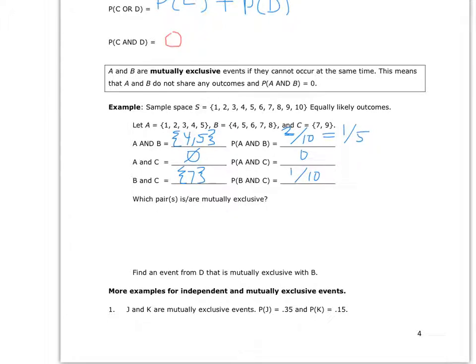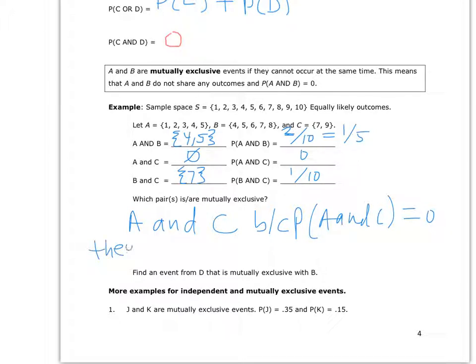All right, so the question is, which pair or pairs are mutually exclusive? And hopefully we're seeing that A and C are mutually exclusive, and that is because the probability of A and C equals 0, and they do not share outcomes.